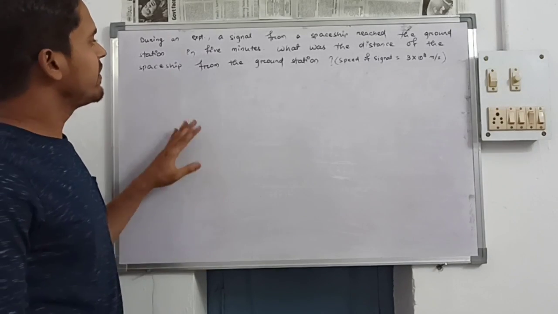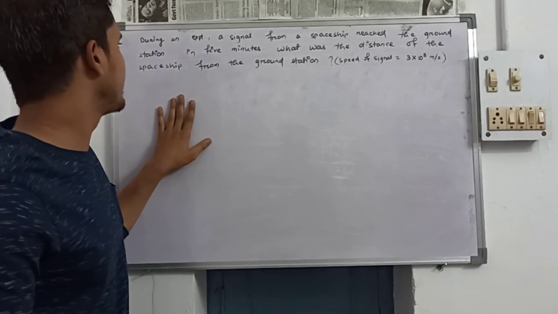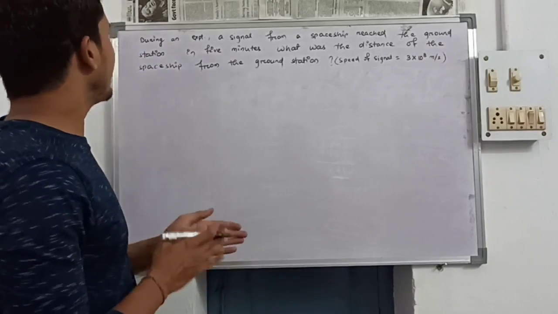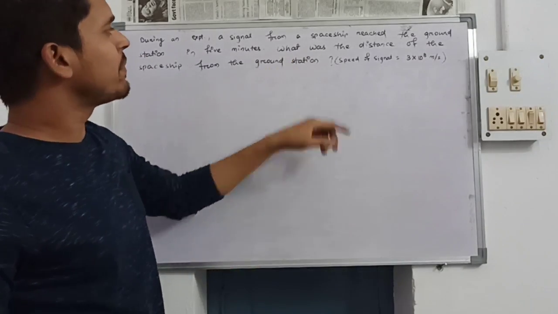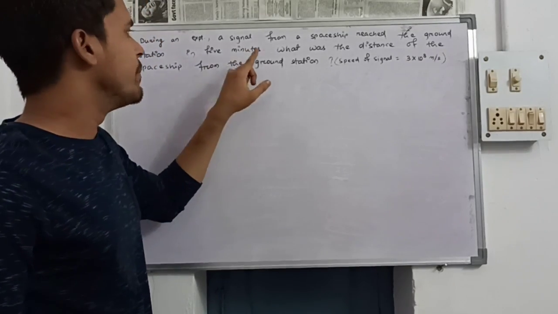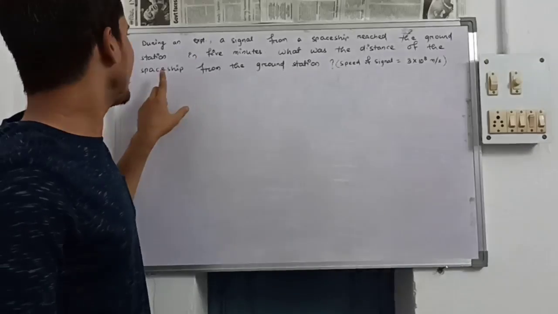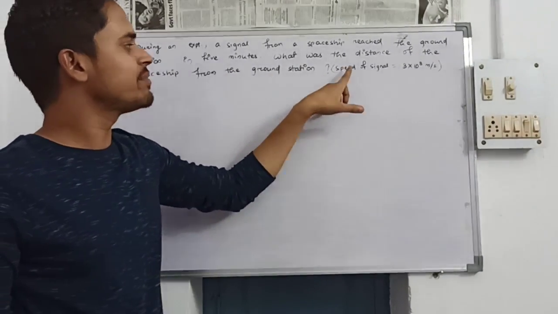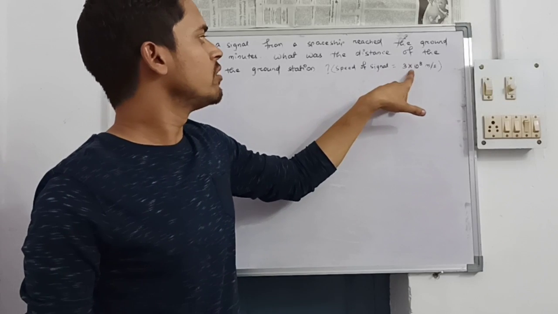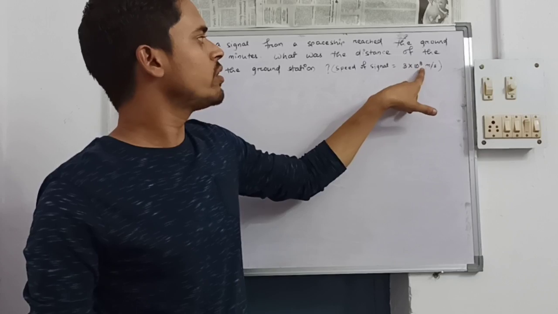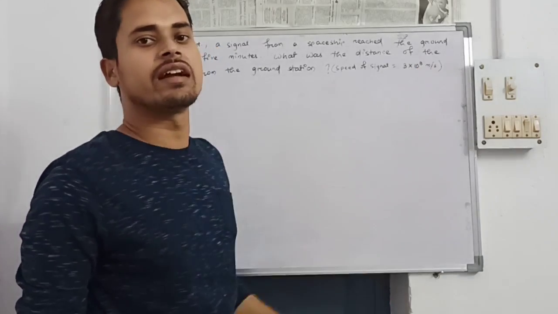Another question is there which is related to speed and velocity. It is in NCERT book. During an experiment, a signal from a spaceship reached the ground station in 5 minutes. What was the distance of the spaceship from the ground station? Where it is given speed of signal is almost equal to the speed of light, that is 3 into 10 to the power 8 meters per second.